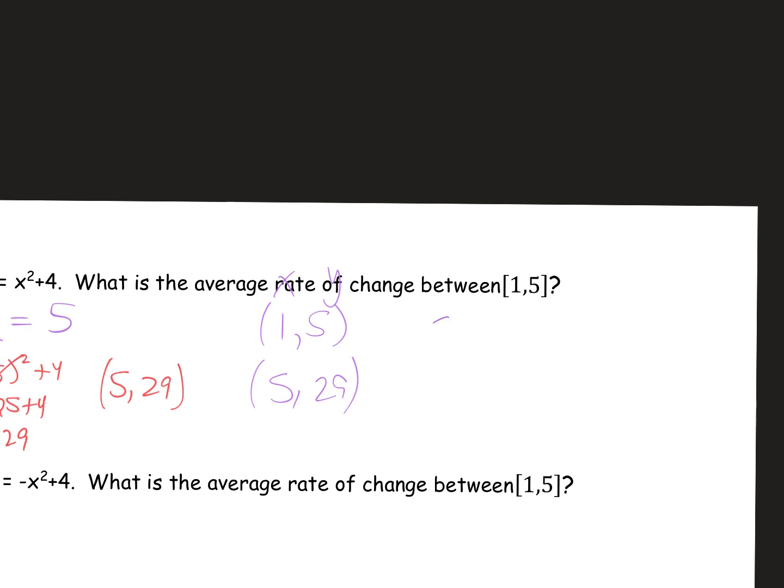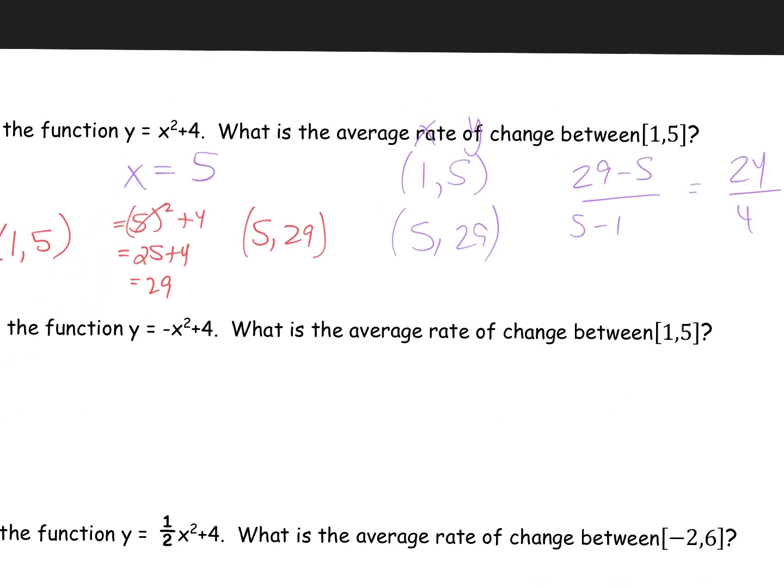So now you can say, okay, it's 29 minus 5. Since I started out with 29 on top, what do I need to start with on the bottom? So 29 minus 5 is how much? 24. 5 minus 1 is how much? 4. And my answer here is 6. My average rate of change is 6. Anybody have any questions?